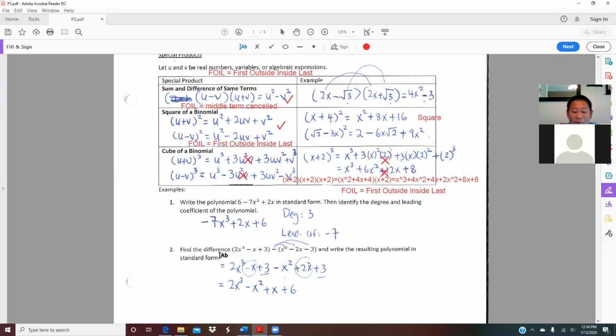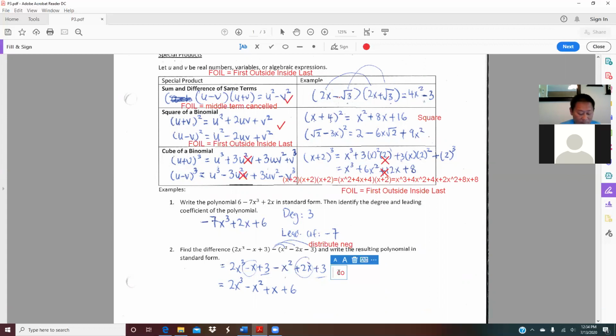Question 2 is you have to find the difference, you have to subtract this. When you subtract this, be careful with the negative here because you have to distribute. So you have to distribute the negative here. So the front remains the same, but the back you distribute negative. You got a negative x squared plus 2x plus 3.